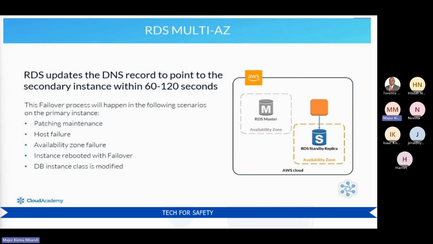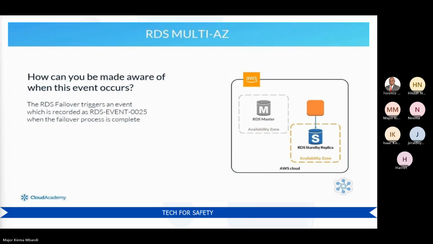So it is very important to know some of these instances you can be asked about: patching maintenance, host failure, availability zone failure, instance rebooted, and also DB instance class modified. So how can you be made aware of when this event occurs? The RDS failover triggers an event which is recorded as RDS event 0025 when the failover process is complete.